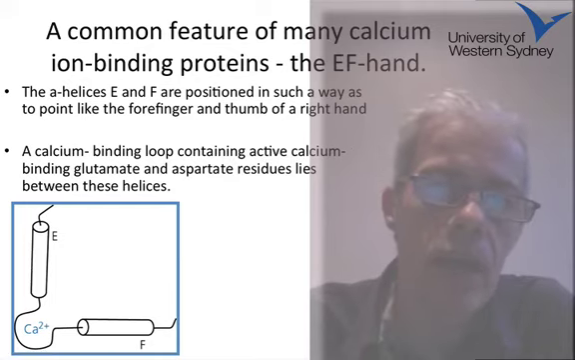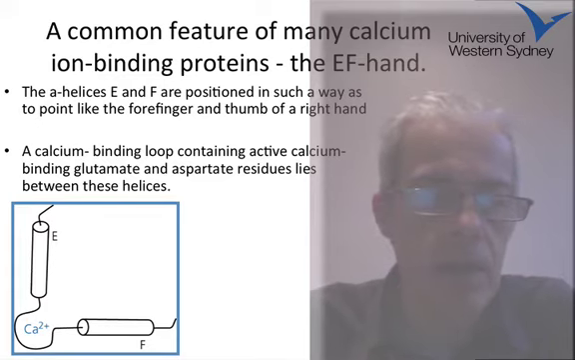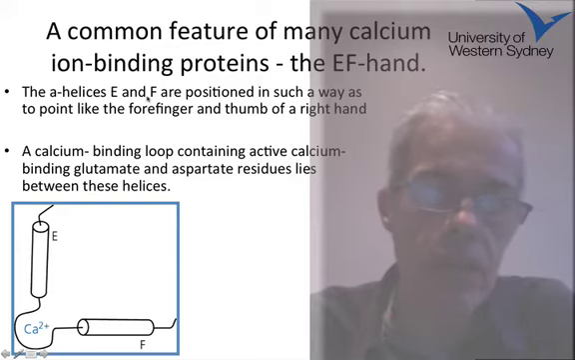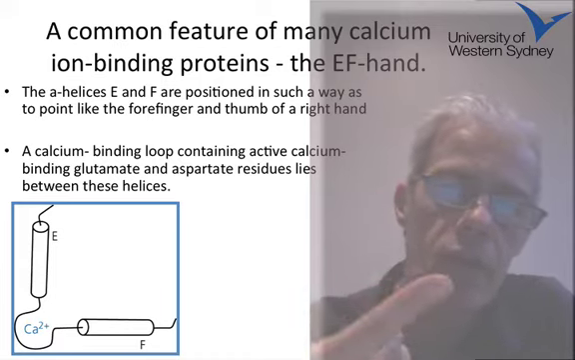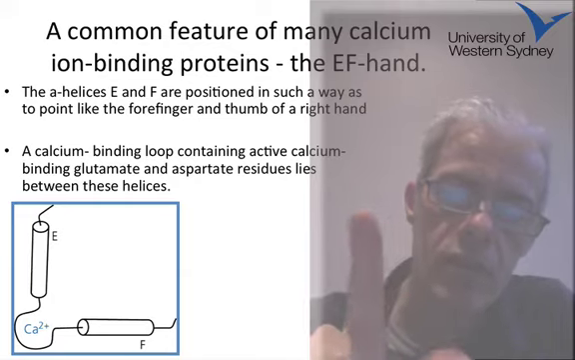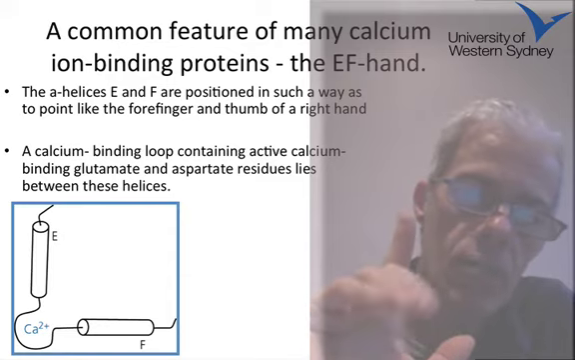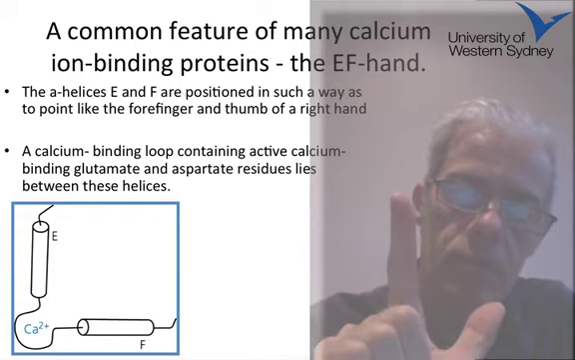So people have looked at common features of these calcium ion binding proteins, and they've identified a protein structure referred to as an EF hand. Now the EF hand is made up of two alpha helices, referred to as E and F. The alpha helices are positioned in such a way that the two helices resemble the forefinger and thumb of the right hand. So these are the alpha helices, and between the alpha helices there is a calcium binding pocket, which is where the glutamate and aspartate residues are that can bind the calcium.